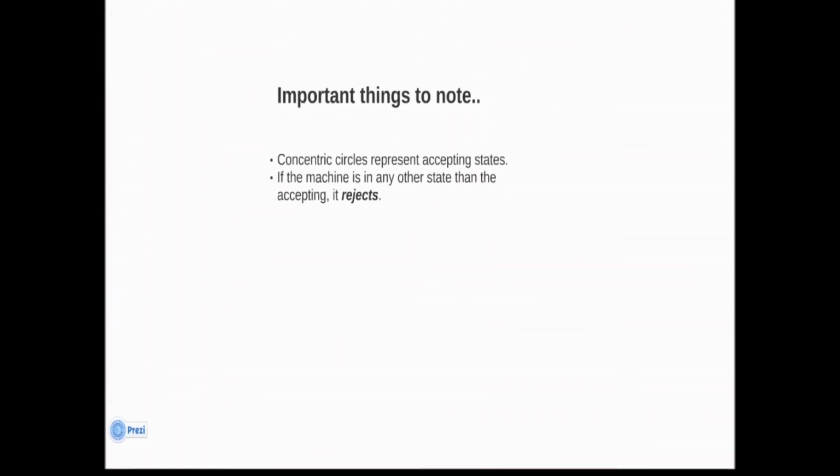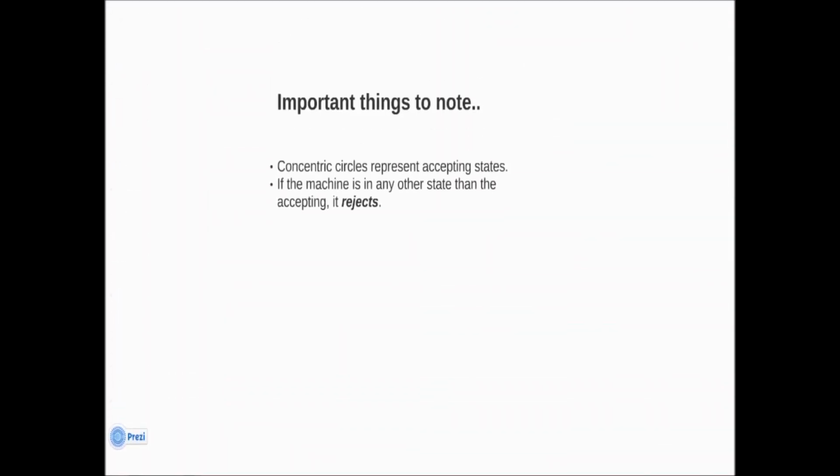Now the important thing to note here is that concentric circles in a diagram represent accepting states. So if the machine is in any of these states, then it will accept. However, if it's in any other state, then it will reject that input. We will now go on to another example where the machine rejects.